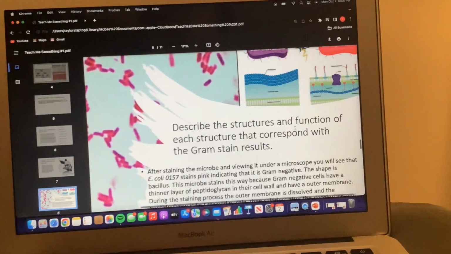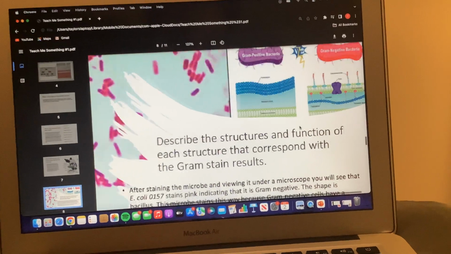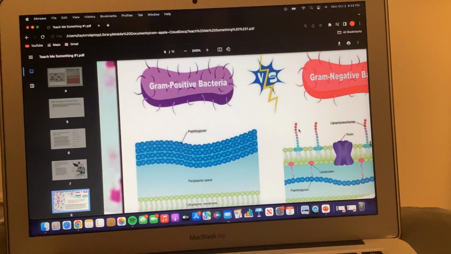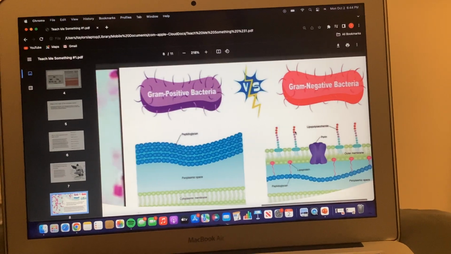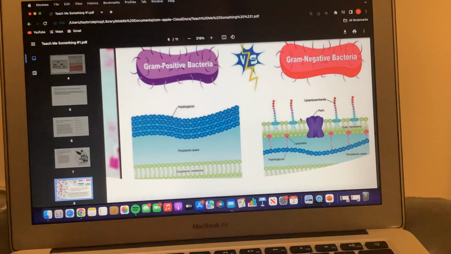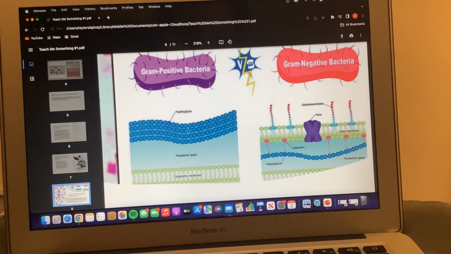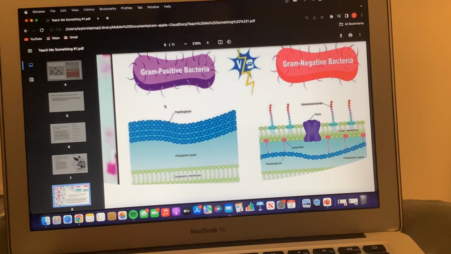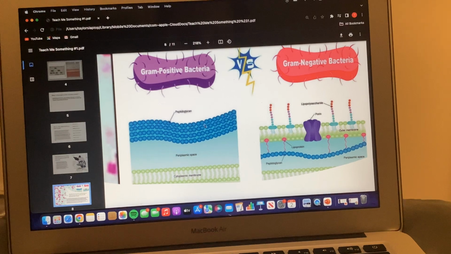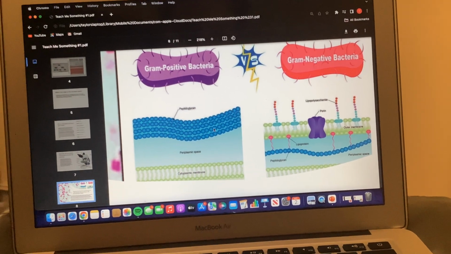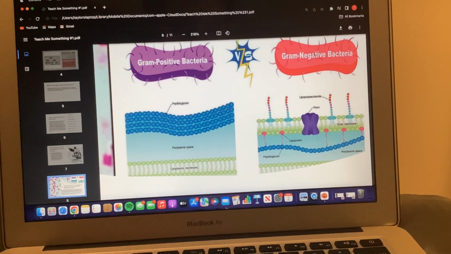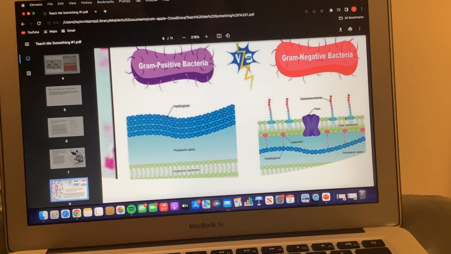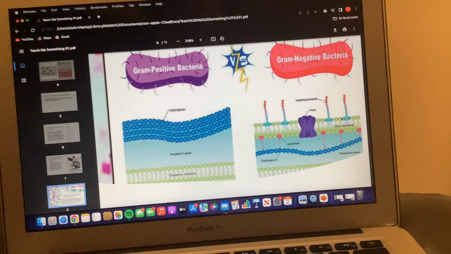Let's see if this will let me zoom. These are just pictures that I got off the internet that show the difference between the gram-positive bacteria and gram-negative bacteria cell wall. The gram-positive bacteria have a thick layer of the peptidoglycan, which allows for the crystal violet dye to be stuck in it. And then the gram-negative bacteria have a very thin layer of peptidoglycan, and then they also have an outer membrane.